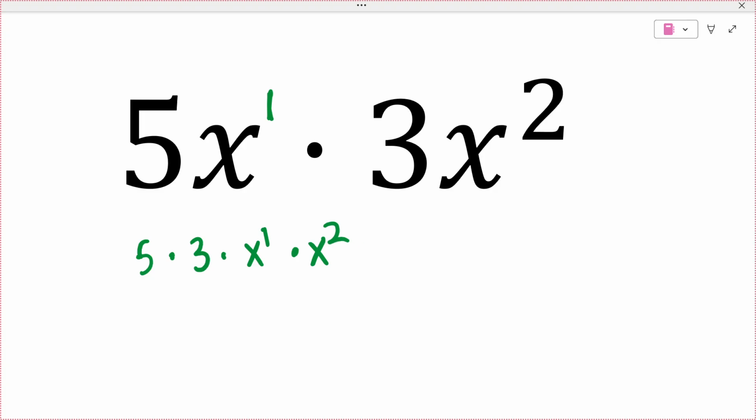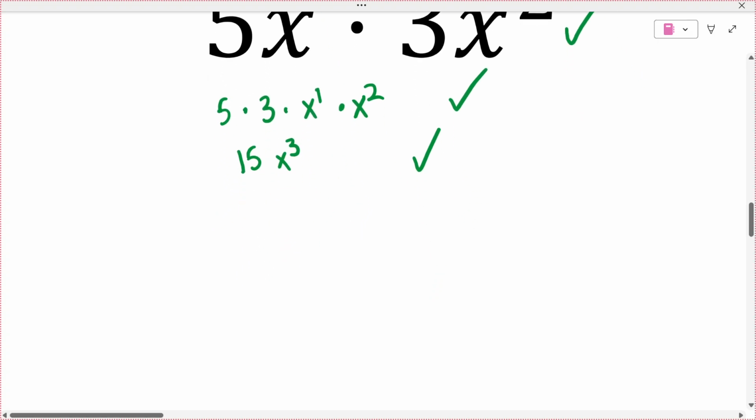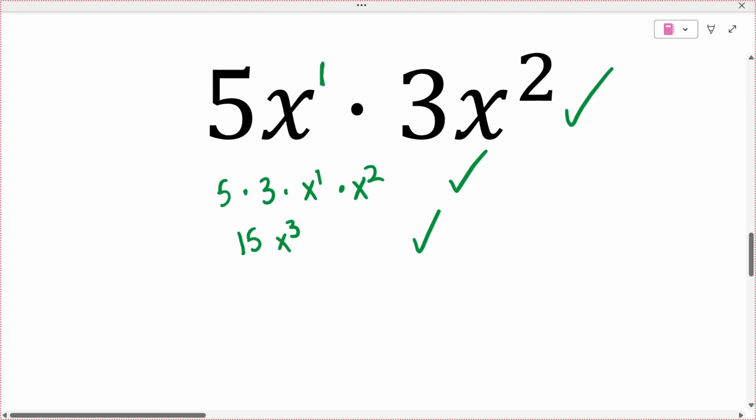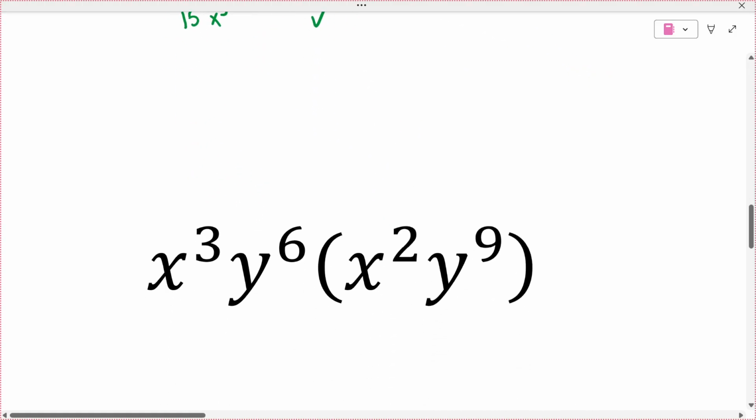Then, once you have it reordered and nicely neat and organized, then you can write the answer and simplify this. Okay, so I want to see this step. I want to see write down the problem, and then I want to see the answer. Okay, so this makes 15x^3, right? 3 times 5 is 15. x^1, x^2, add them together, x^3.